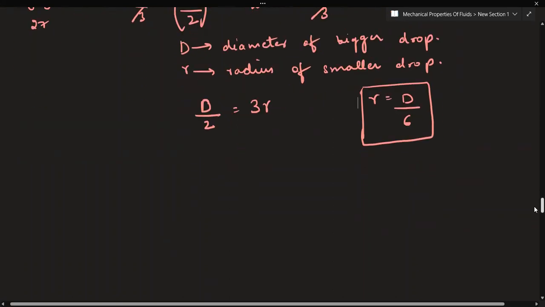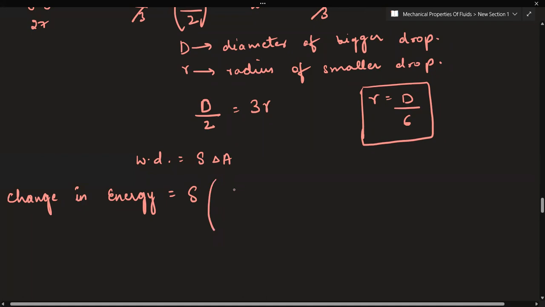Okay, now we have to find out the change in energy. The question was asking us the change in energy. So energy would be simply the work done, that is given by surface tension multiplied by the change in surface area. So the change in energy will be equal to surface tension S, which is already given to us, multiplied by the change in area.